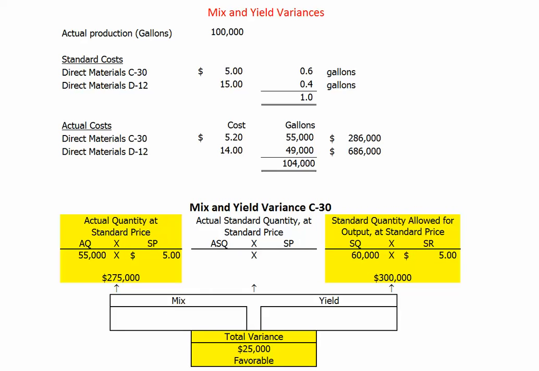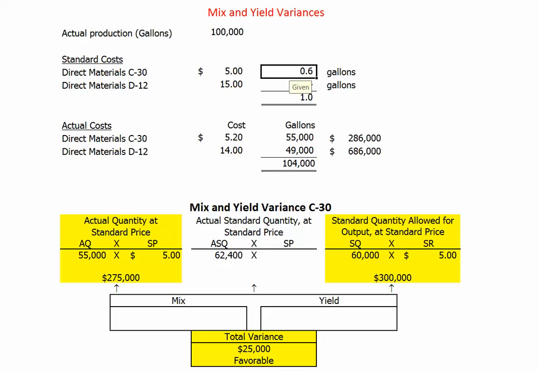And again, we want to explain the difference between our actual quantity at standard price, the $275,000, and the $300,000. Recall we had a total quantity variance of $25,000. To calculate our mix and yield variance, we take our actual quantity, that's our 104,000 actual gallons that we used of raw materials, multiplied by our 0.6 per gallon ratio, or 60%, is what we would have used.